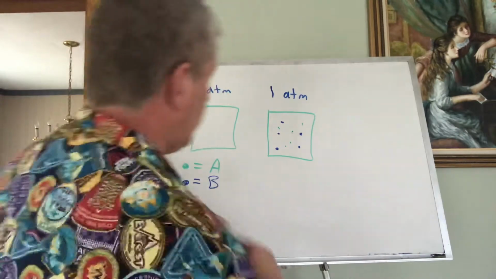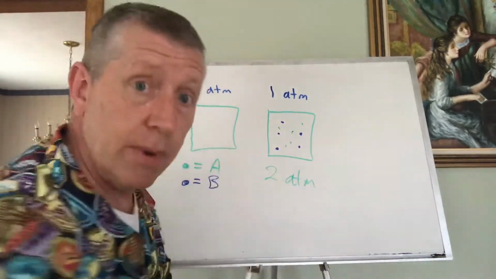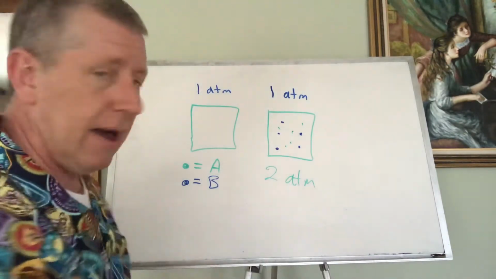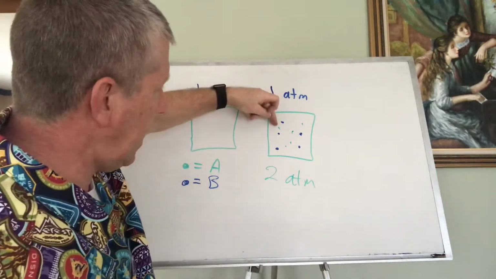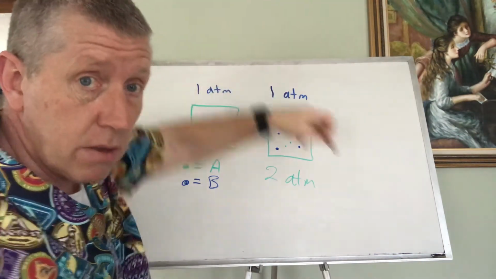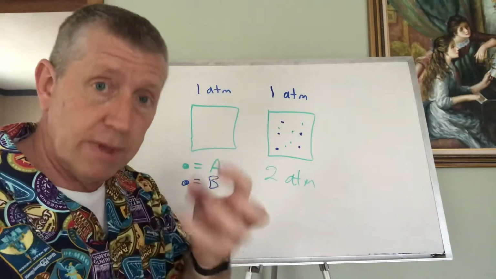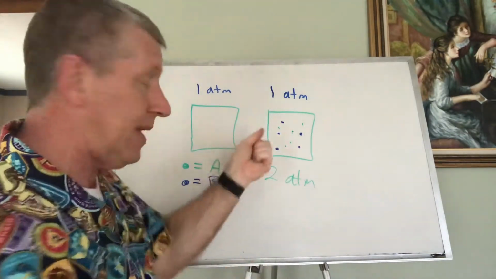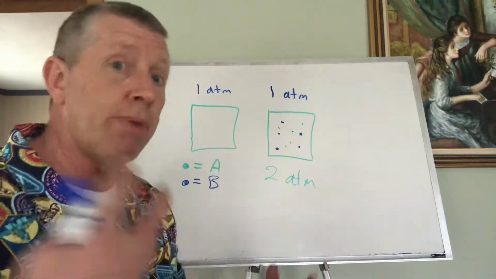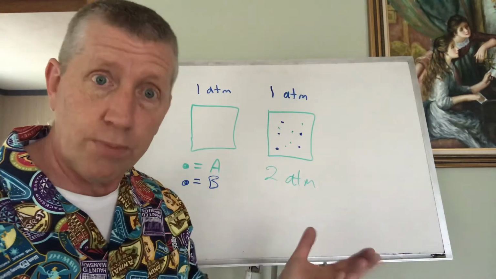Now we have a 2 atmospheric pressure inside this container, but also we have a pressure due in part to gas A and in part to gas B. That means the partial pressure, the pressure due in part to gas A is 1 atmosphere and the pressure due to gas B is 1 atmosphere. Those two partial pressures total the total pressure of 2 atmospheres.